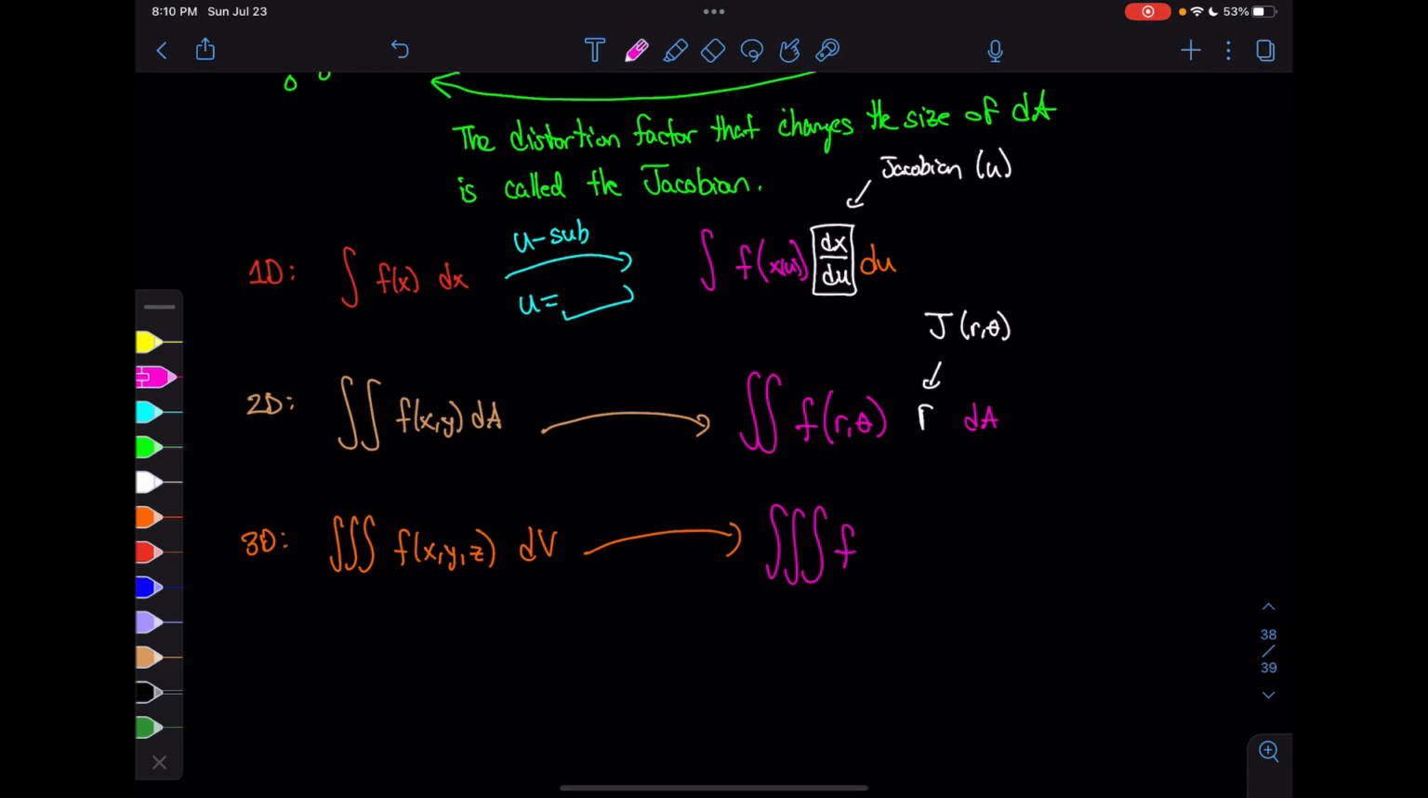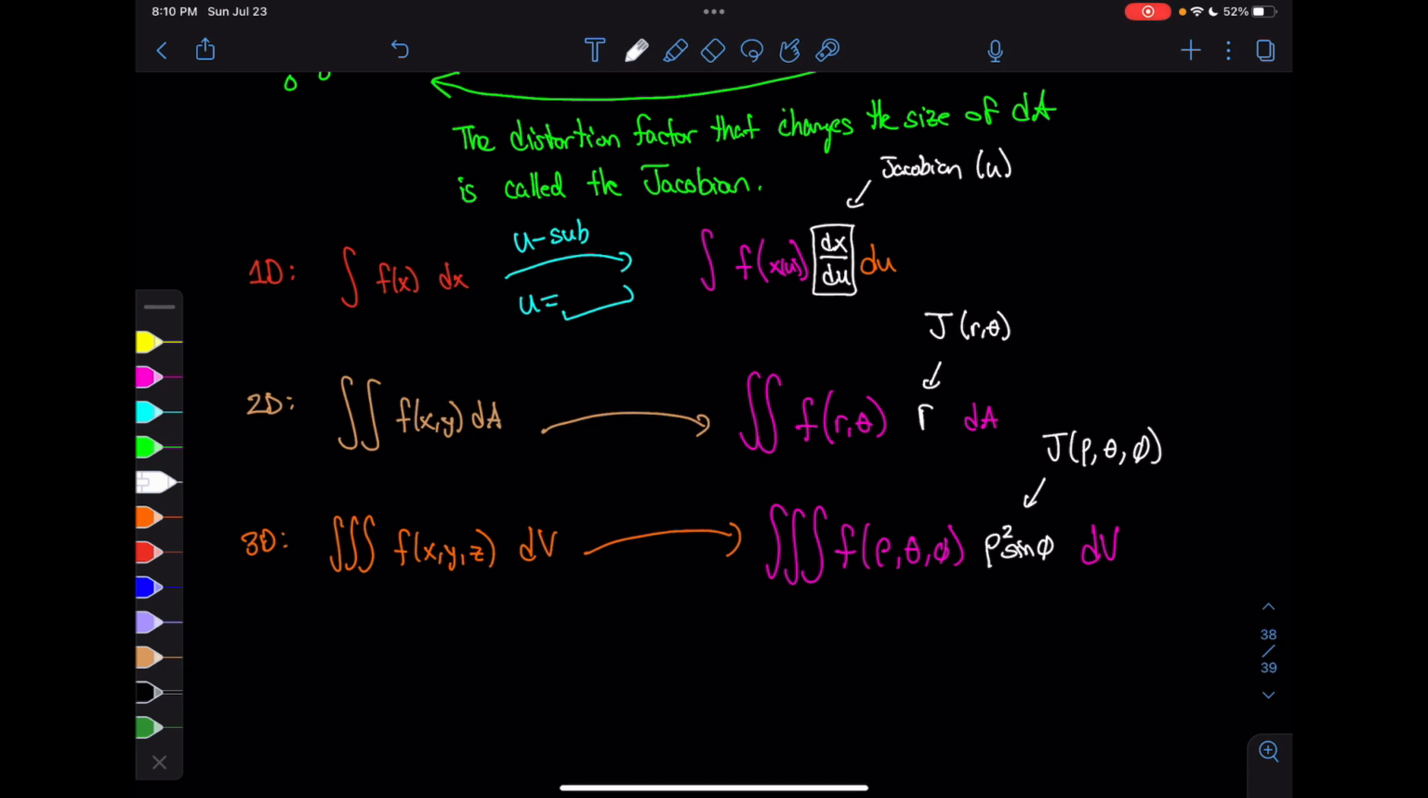We would get a function in terms of rho, theta, and phi. We got our own dV, right? Which is d rho, d phi, d theta. But what else came with it? We got this rho squared sine of phi. And this was our Jacobian based on rho, theta, and phi. Okay, this was our distortion factor.